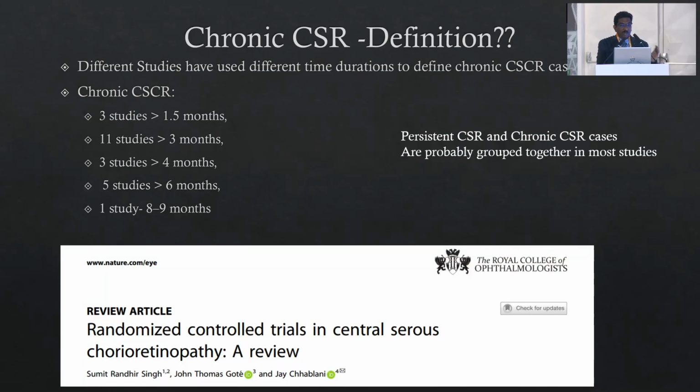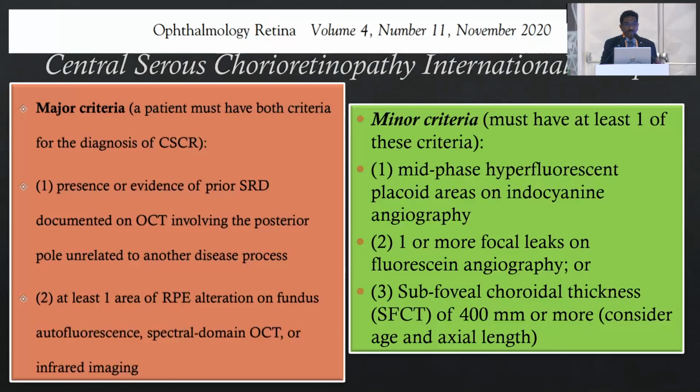And when you go back and see the various studies, each study has taken different criteria. So how do I classify my case as a chronic CSR? Most studies have taken it as 3 months, and probably persistent cases and chronic cases are all clubbed together. So there is a lot of confusion in the terminology itself.